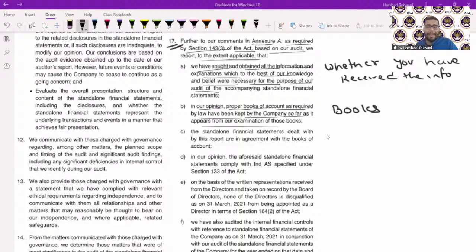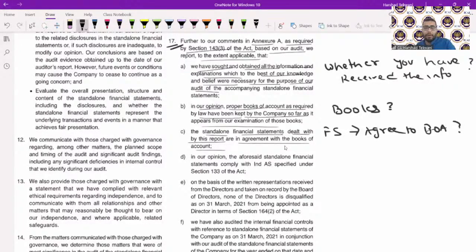Number 4, whether the balance sheet and P&L agree to the books of account. When I say balance sheet and P&L, I mean the financial statements. So here, yes, the standalone financial statements dealt with by the report are in agreement with the books of account. So the financial statements agree to the books of account. So they will say yes.